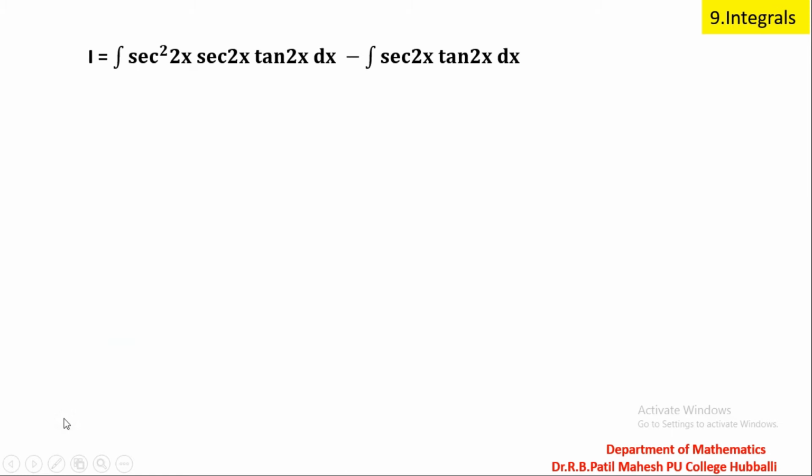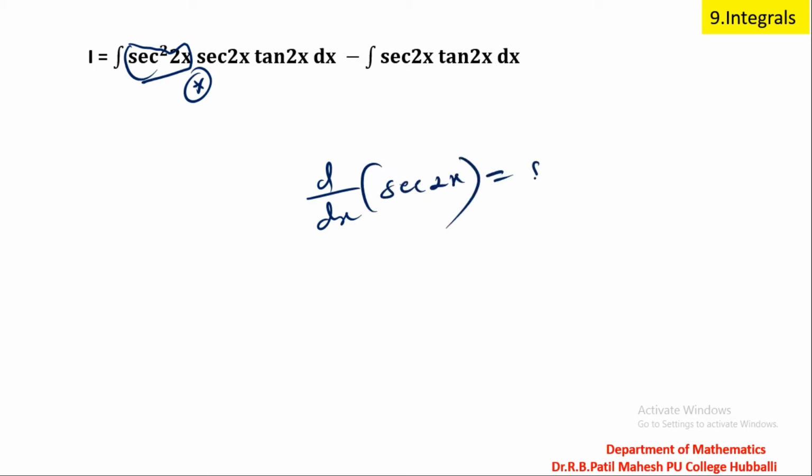But what is the first integral? How to do it? Students, this is by substitution. If you take sec 2x as t, then look at its derivative. What is the derivative of sec 2x? Try to understand. I am taking the differentiation of sec 2x using the chain rule. Sec 2x tan 2x, and into 2x also you should differentiate, that is 2. So that you can see sec 2x into tan 2x.